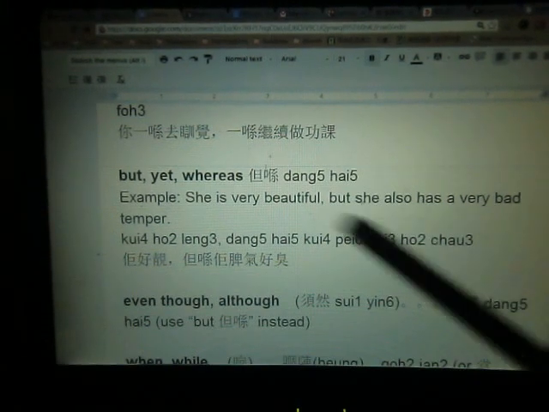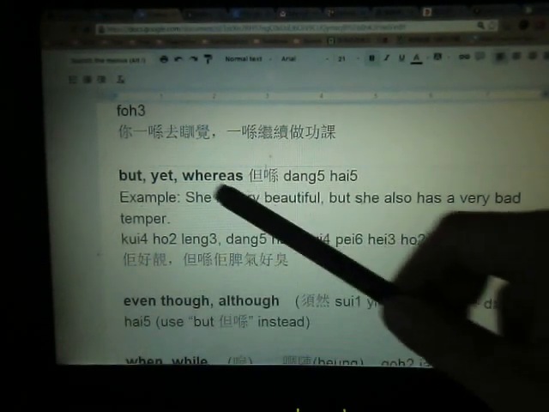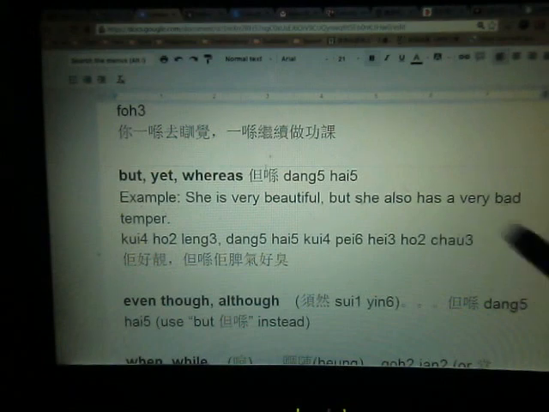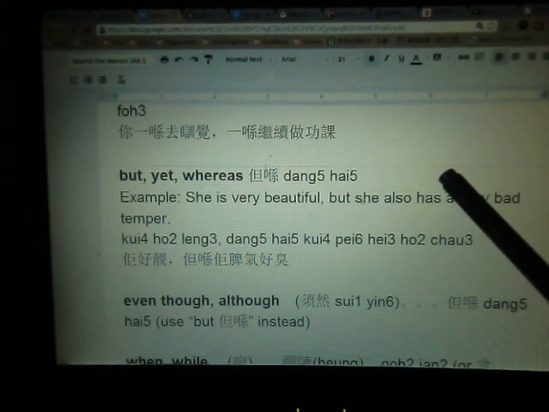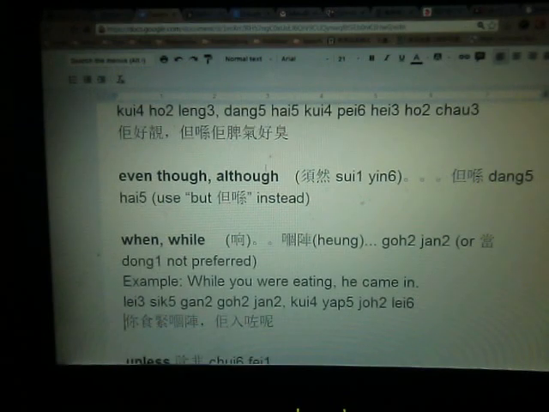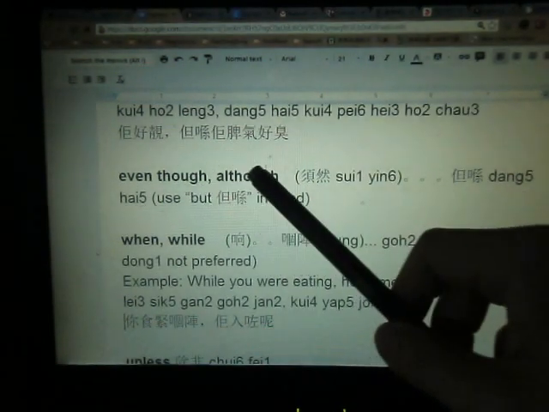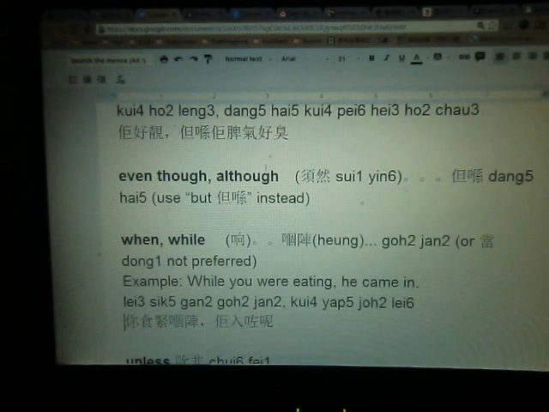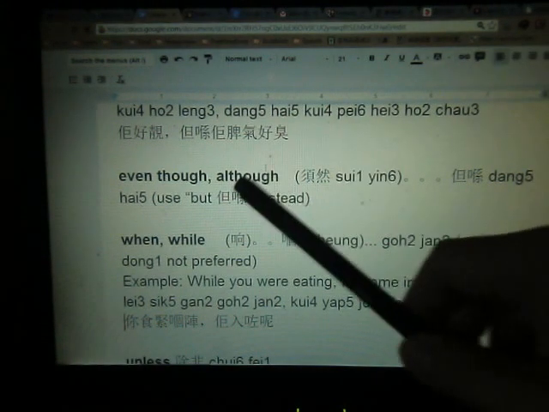Okay, so you can see that there is no hai, okay? Even though we use is or has means yao, okay? And then how do you say even though or although? Well, here we don't really say even though or although in Cantonese. We use dan hai, right?